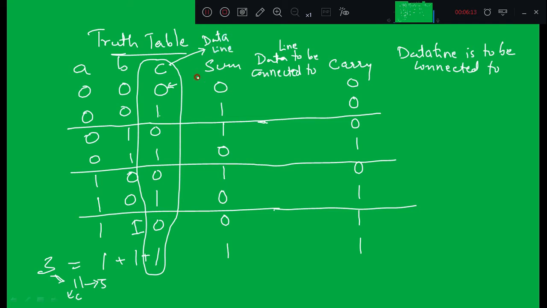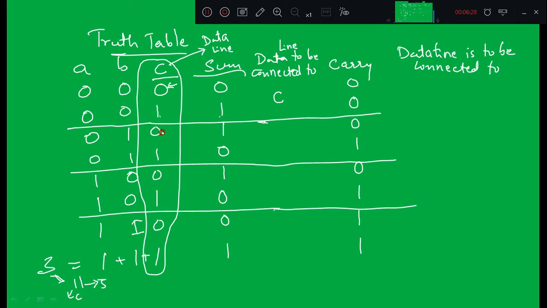Okay. So now the sum column you can compare with C, right? So when the select line is 0 0, we need to combine the first two combinations, 0 0 0 and 0 0 1. Sum is the same as C, so the data line is to be connected to C.